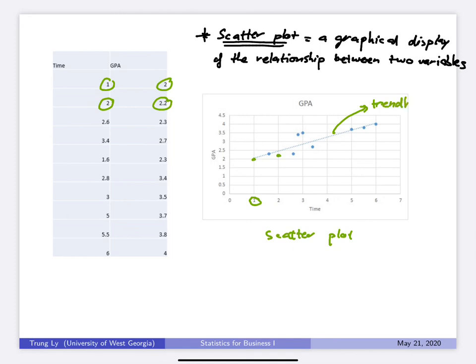which is the dotted line here in the graph, is a line that provides an approximation of the relationship. So in this problem, it seems that the more time you spend studying, the higher your GPA is, and so the relationship between these two variables is positive. Later in the course, but more likely next semester, you're going to learn how to estimate the equation of this trend line.